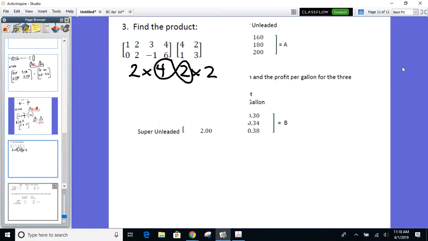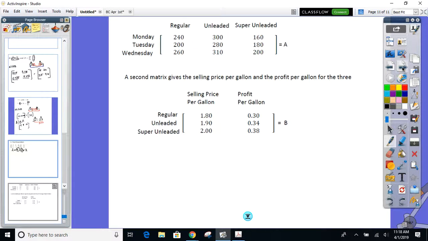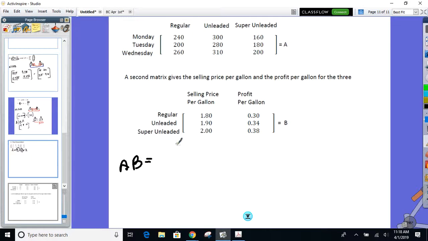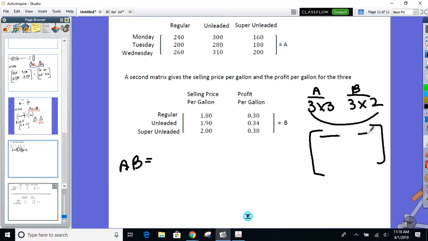And then the last one you guys had to do, word problem. It asked you to find AB. Here you go. Size of A. Three by 3. What was the size of B? 3 by 2. Can you multiply them? Yep. What size matrix am I going to get out at the end? 3 rows, 2 columns. Okay. I should get 3 rows, 2 columns out at the end.